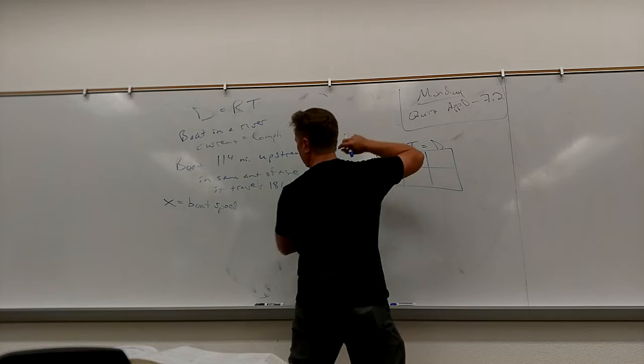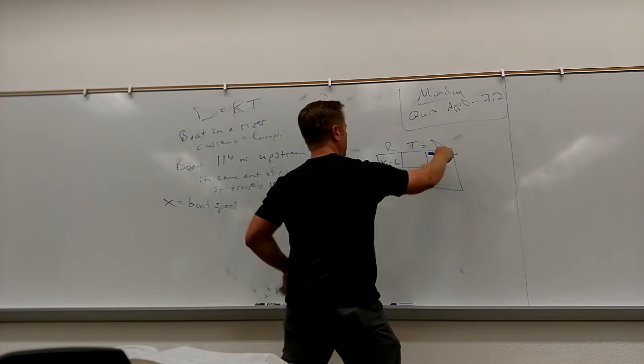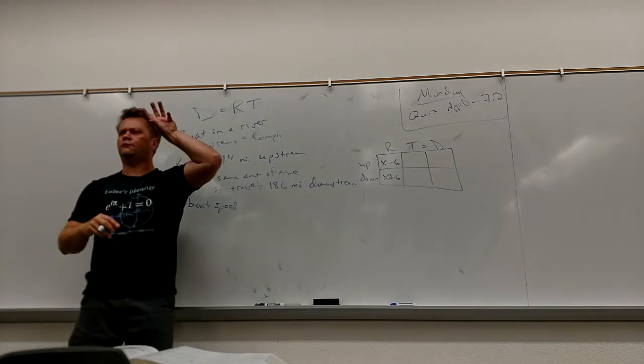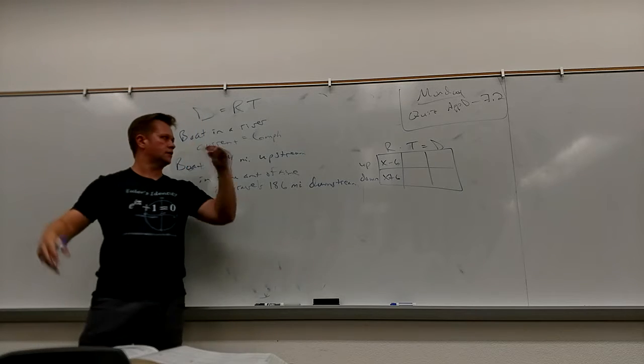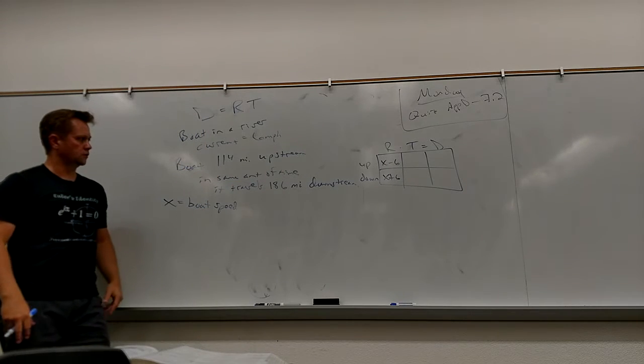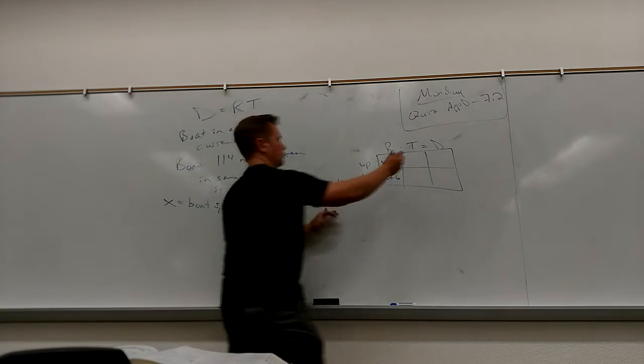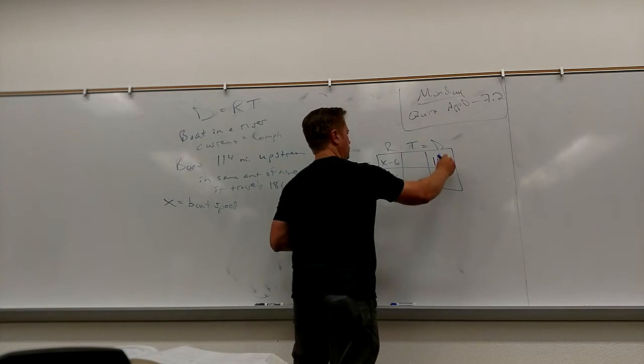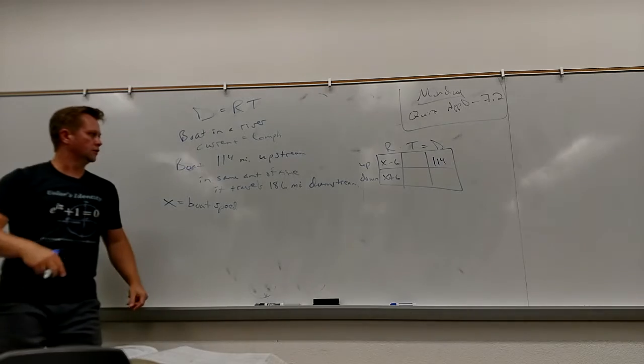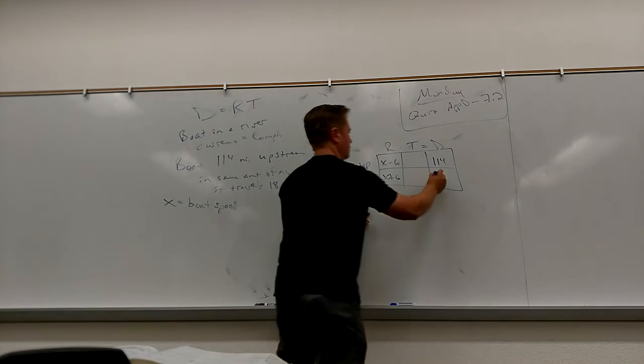Now, when you do it this way, you're almost always going to have boxes that you just know exactly what they are. Upstream, how far do I go? 114. The distance they go upstream is 114. The distance they go downstream is 186. I like it.